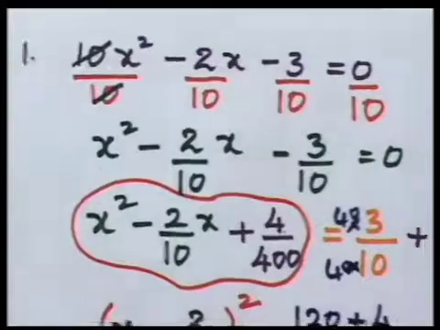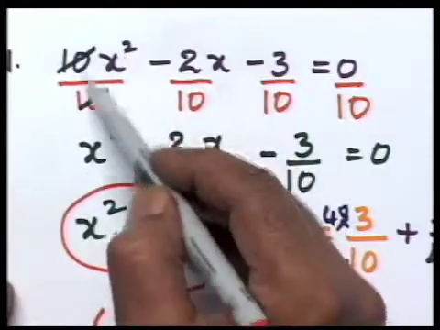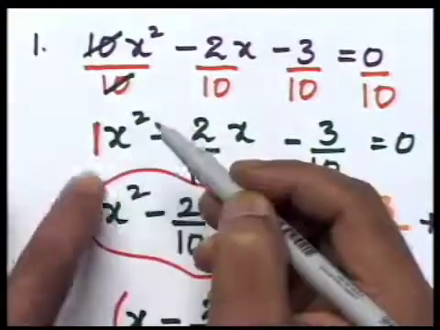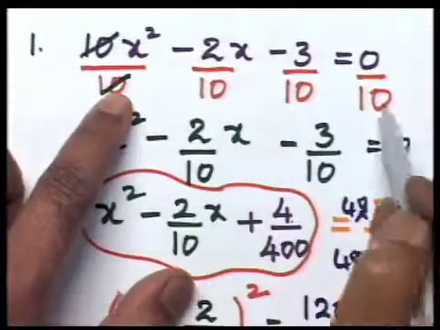So what you do when you solve the question, make sure that the coefficient of x squared is 1. How do you get that? It means you divide by that number right through the left and right hand sides.